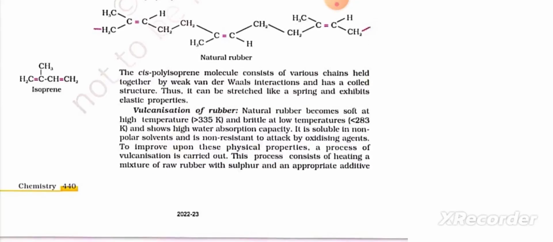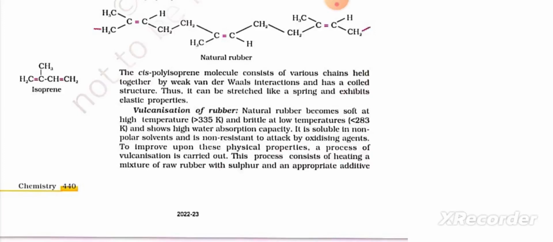Vulcanization of rubber. Natural rubber becomes soft at a high temperature greater than 335 Kelvin and brittle at a low temperature less than 283 Kelvin, and thus shows high water absorption capacity. It is soluble in non-polar solvents and non-resistant to attack by oxidizing agents.